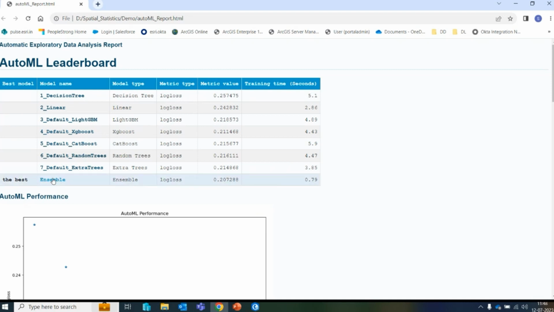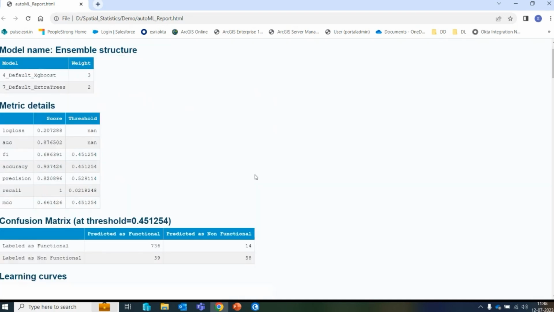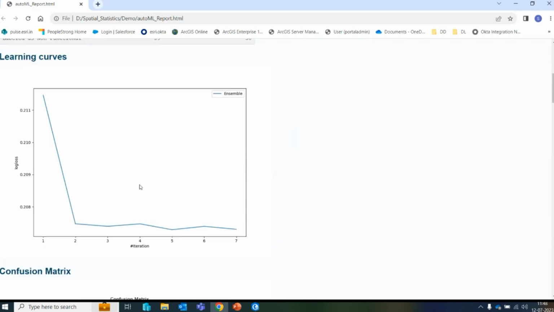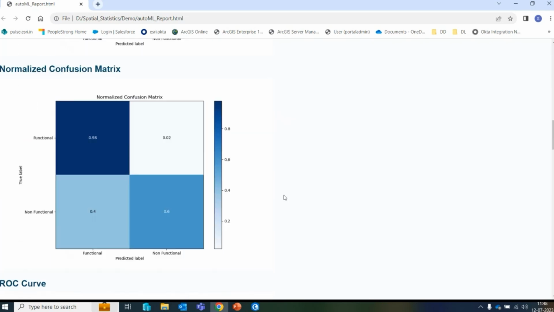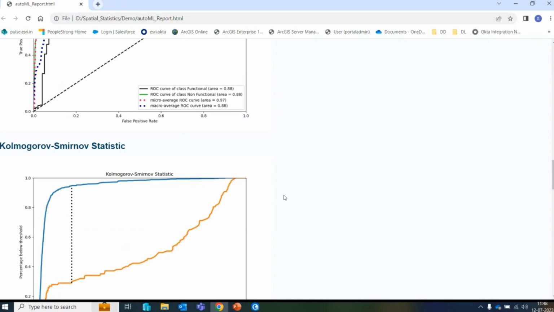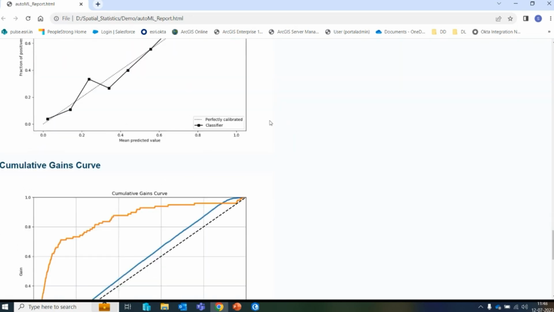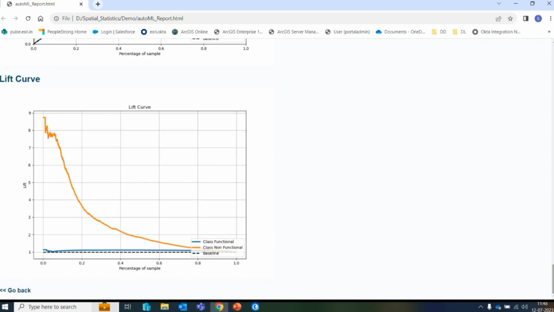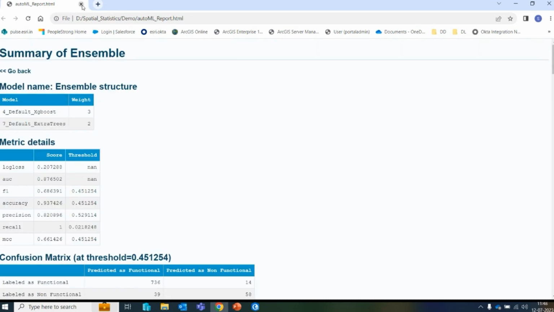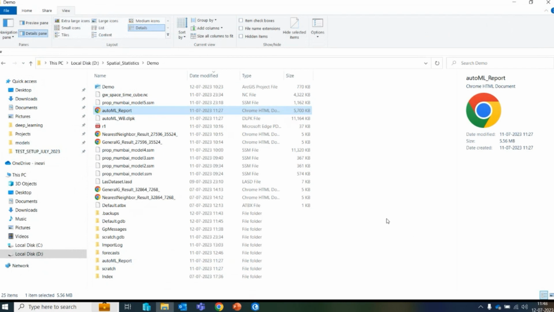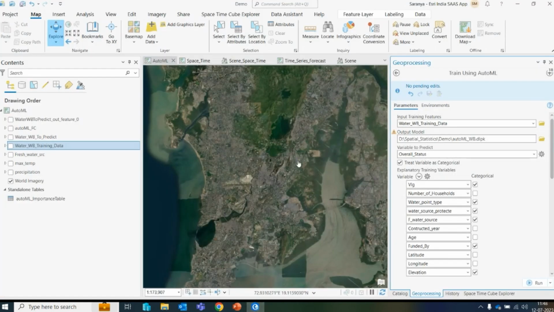This report is self-explanatory. Each model has a confusion matrix, a learning curve, and the ROC. So it will give you detailed information about why it chose that model as the best model. If anyone is interested in exploring this further, you can let us know in the chat box so we can plan our future sessions along these lines.